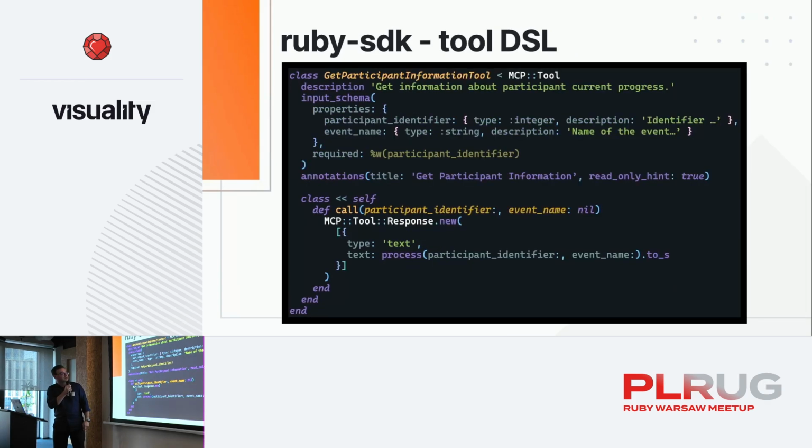So Ruby SDK DSL is pretty similar. We create a class, inherit from the MCP tool in this case. We provide description, input schema. It's basically the same, just in hash format. And we have this required set field here that we need to provide. There are annotations, but I strongly believe all the clients available simply ignore this anyway. The main difference is that the call is a class method, and instead of returning string, you return this MCP tool response.